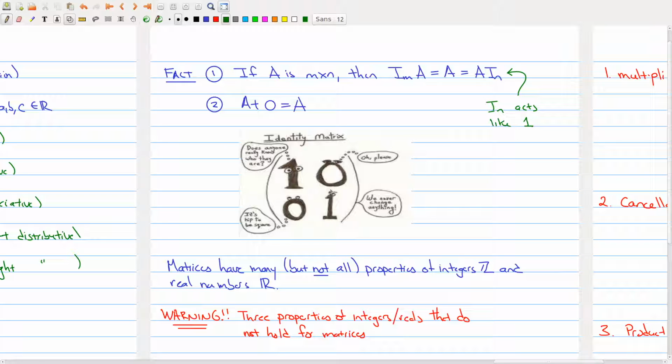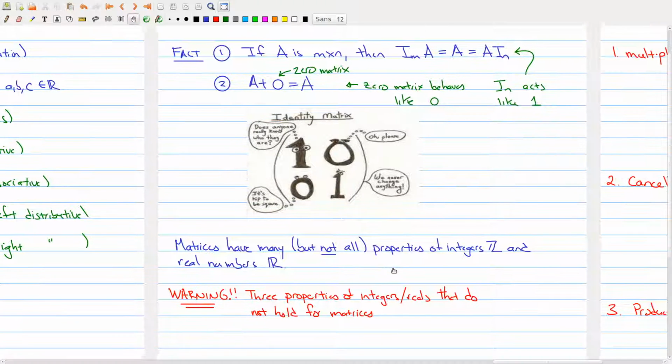The second fact is telling us something about the zero matrix. So this here is the zero matrix of the right size. And what it's saying is if you take a matrix A and you add a zero matrix of the correct size, then you get back the matrix A. So one way to think about what's going on here is that the zero matrix behaves like the zero that you're used to. And here we have a little comic about the identity matrix. You can read that in your own time. Hopefully you'll find that funny.